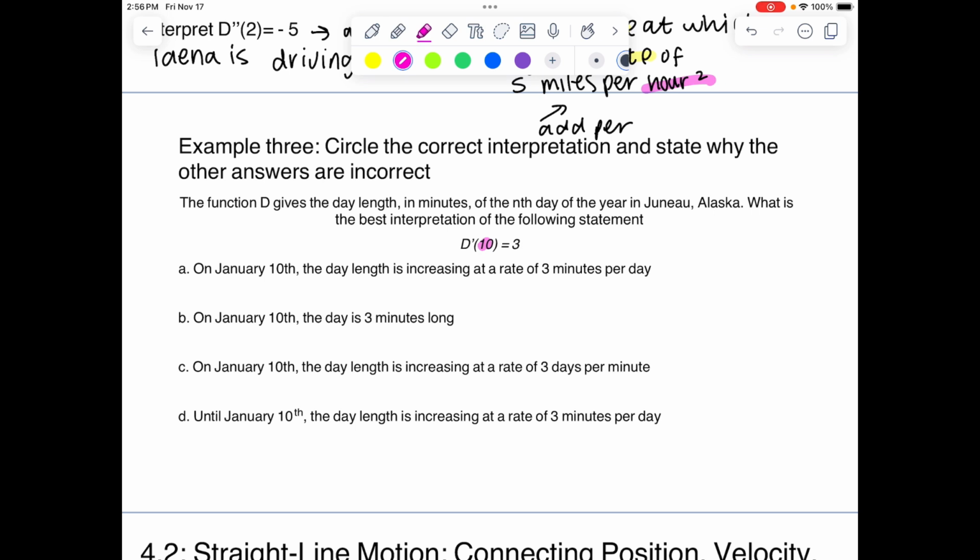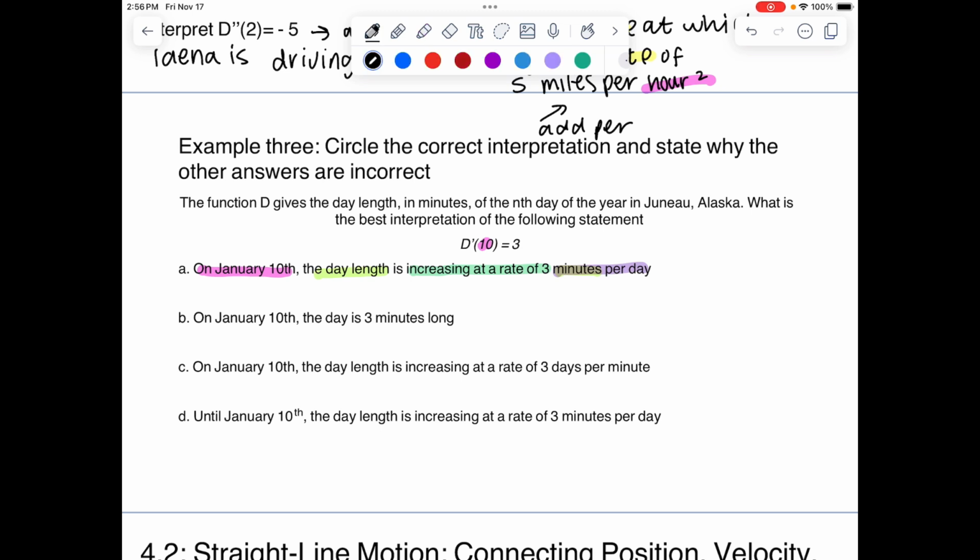The 4 things I'm looking for again are context, instant, rate, and units. So this first one says on January 10th. That's a good sign. I have this part, I need that. That's the instant. On January 10th, the day length is increasing at a rate of 3 minutes per day. So we have the context as well because it says the day length, and it's also talking about minutes. We also have the rate. It says increasing at a rate. And then we also have minutes per day, and those are the correct units because minutes are the dependent variable and day was the independent variable.